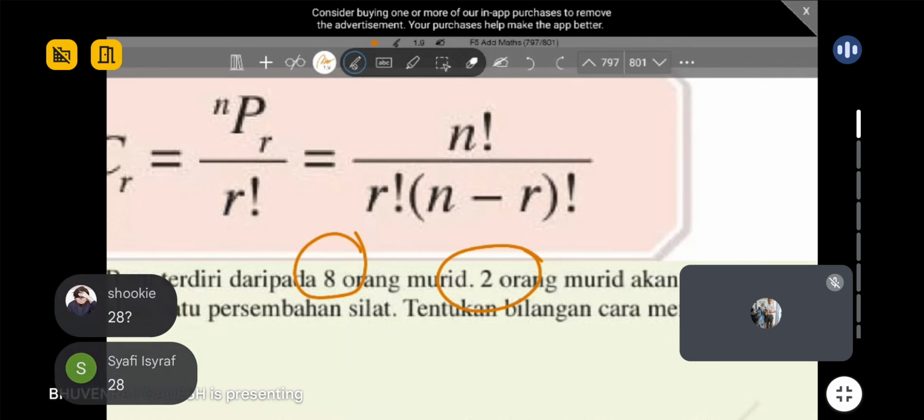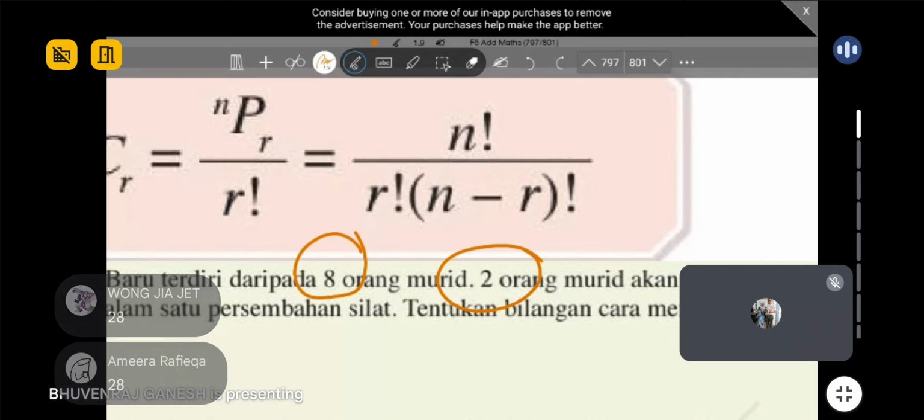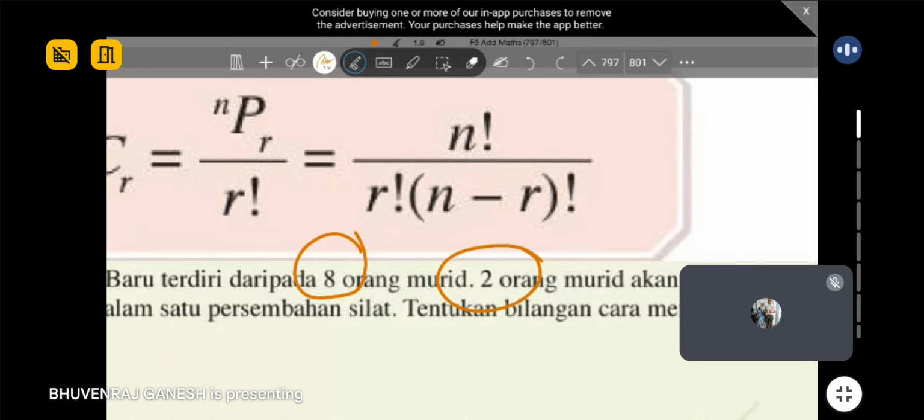Jolene, how do you get 56? You use P, yeah? Oh, okay, I get it already. You accidentally use P. Okay, now we're talking combination. So it's 8C2. Okay, so the answer is 28.